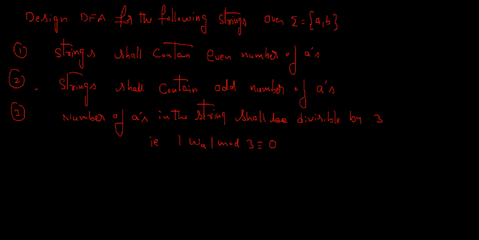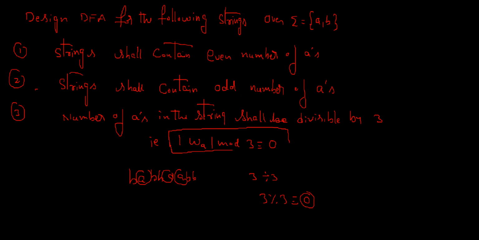Suppose you take any string, say B, A, B, B, A, B, B. How many A's are there? 1, 2, 3. There are 3 A's. 3 is divisible by 3. When you divide 3 by 3, what is the remainder? The remainder is equal to 0. That's what we have to understand. The number of A's in the given string shall be divisible by 3.